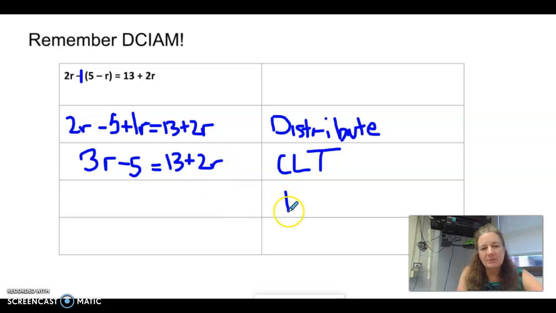Now I'm going to do my I, which is isolate the variable on one side. So what I'm going to do is I'm going to take my r's that are on this side and I'm going to move them to the left. I want to get rid of them over here. So I'm going to say -2r.